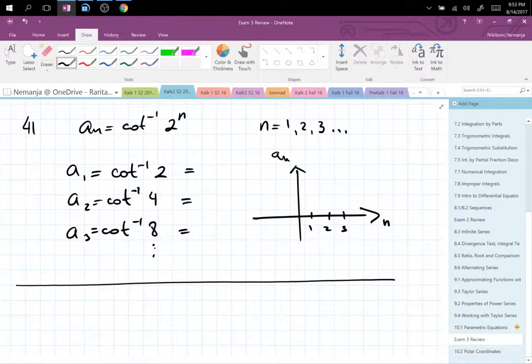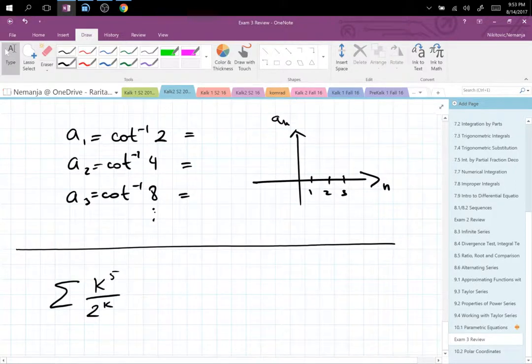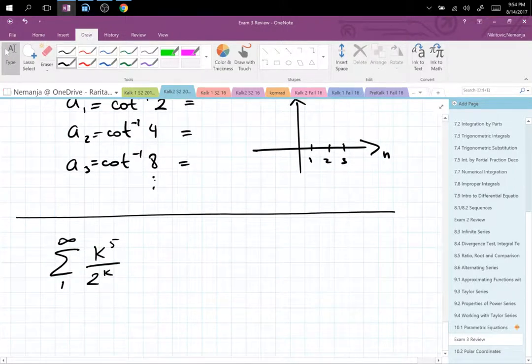The summation of k to the 5th over 2 to the k, from 1 to infinity, it doesn't matter. When you have a problem like this, we have a mixture of two different functions, polynomial on top and exponential on the bottom. The limit of this is 0, so we can't use the divergence test. A mixture of different functions is best dealt with by the ratio test.